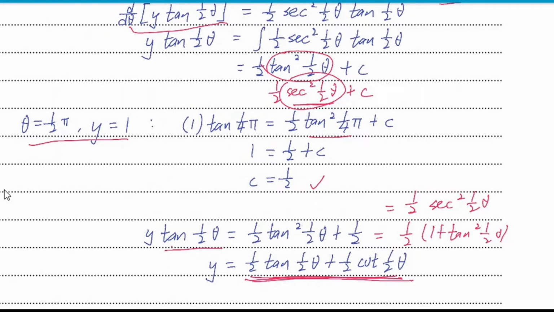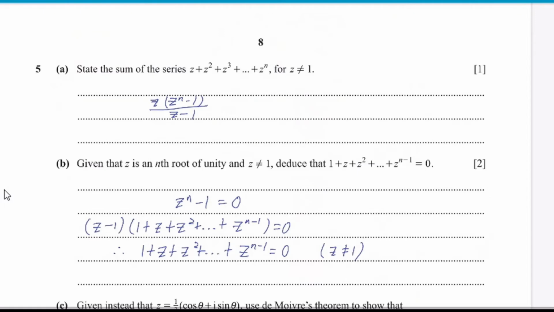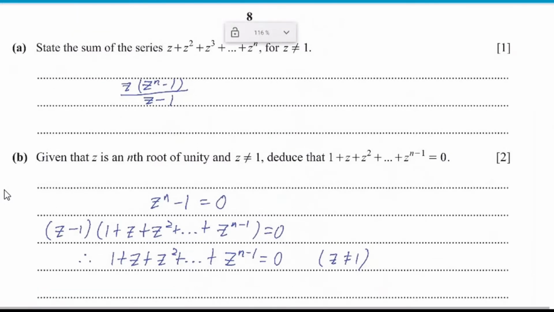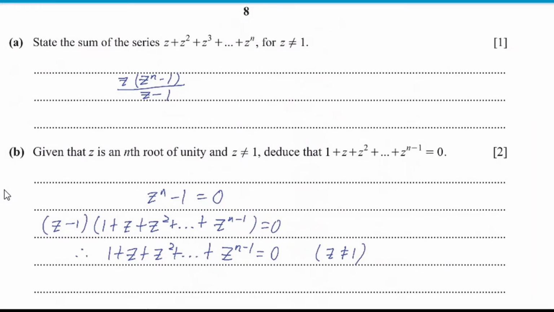Okay, so let's look at the next one. Number 5. State the sum of the series. Basically, this is a GP, so you just have to apply the formula of the sum of the GP. First term is Z, ratio is Z, number of terms is N. That's it. You get this formula here.